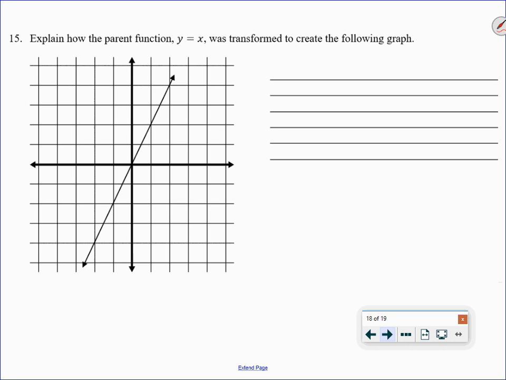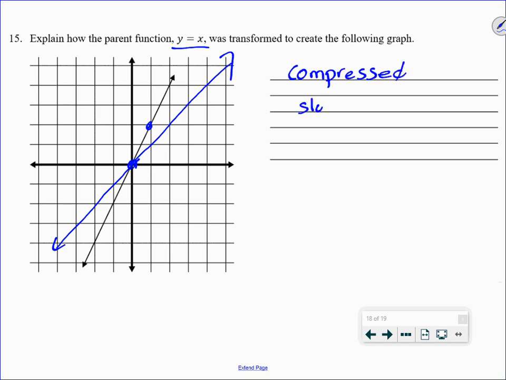How was the parent function transformed? So y equals x, once again, looks like this. And so for the graph, the new slope is 2, rise over run, so it was compressed. Slope was increased.